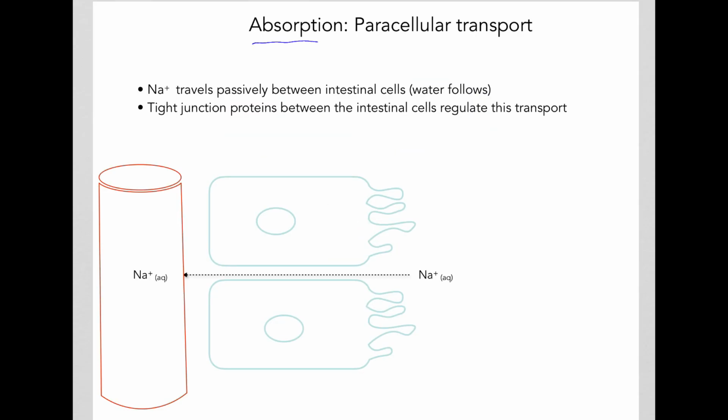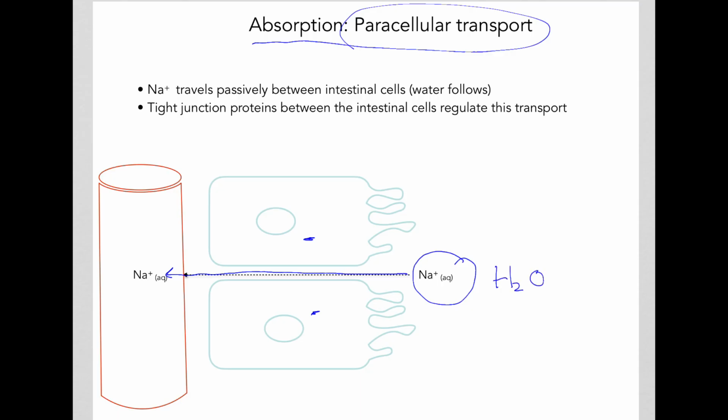The absorption from the GI tract may involve some paracellular transport. In this case, sodium in the GI tract at a higher concentration will passively travel between the intestinal cells. And typically when sodium goes in one direction, we often see water following, because water simply travels from low osmolality to high osmolality. As sodium enters a compartment, it increases the osmolality, and that makes water follow sodium.